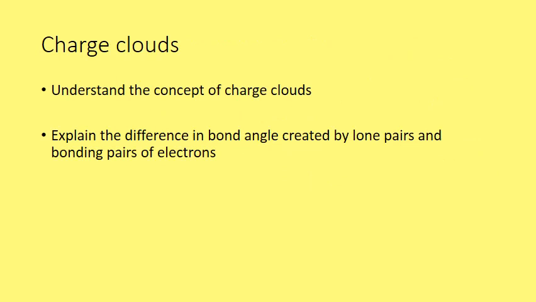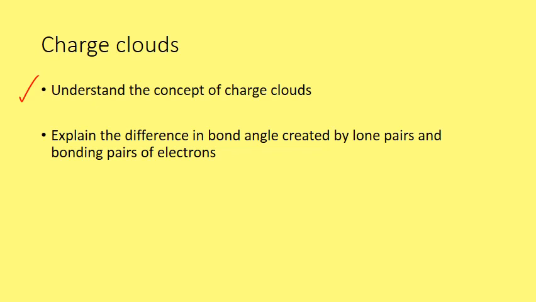So that finishes our video lesson. Just a quick one this time. So do we now understand the concept of charge clouds? Just the area where an electron is most probably going to be found. And we represent that by a sort of shaded area. And now I think we can explain the difference in bond angle created between lone pairs and bonding pairs.